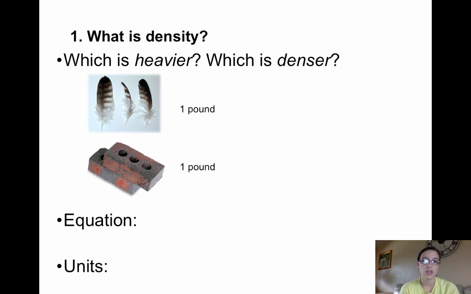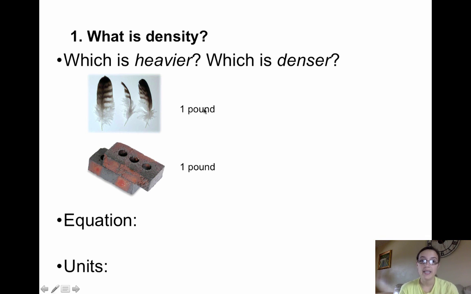So the first thing I want you to think about is which is heavier. Okay, so which has more mass? 1 pound of feathers or 1 pound of bricks? Now be careful with this, because they both are 1 pound. Their masses are the same, right? They both are 1 pound.